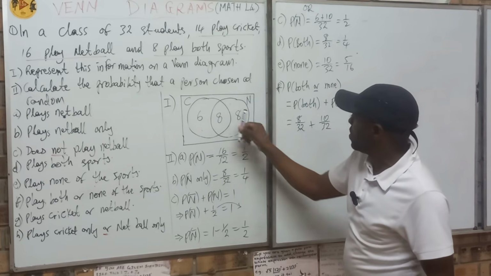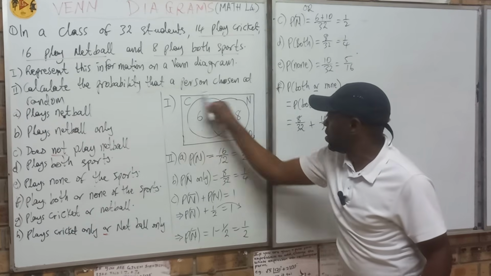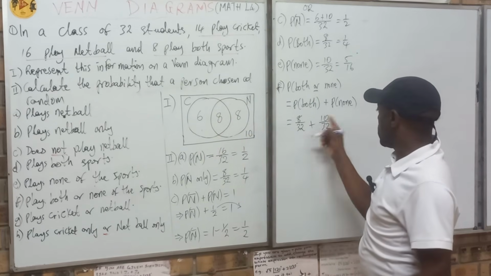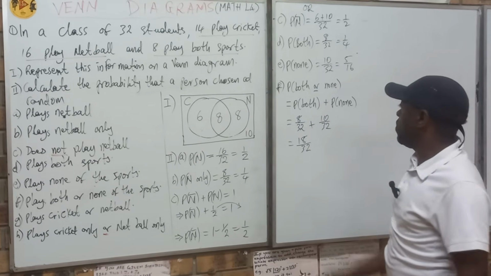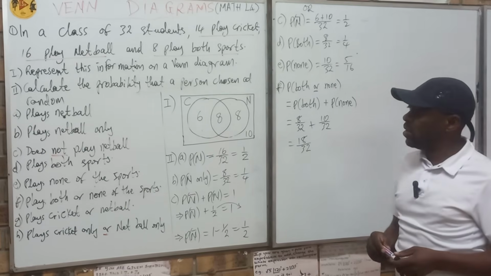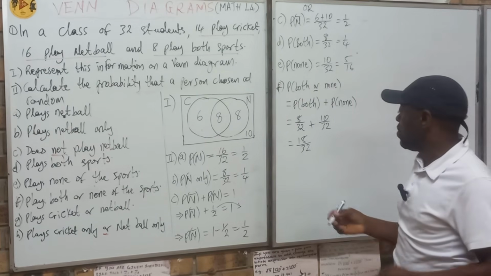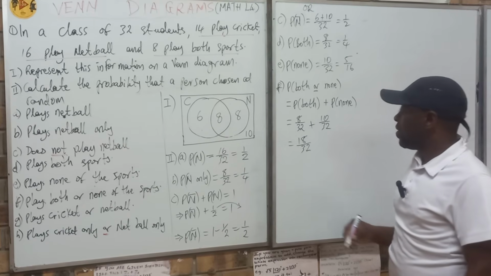In other words, I'm just taking both here, 8 over 32, then none is 10 over 32. If you add up those two numbers, you get 18 over 32. If you want to leave it like that, it's fine. If you want to go on and simplify it, it's still okay. So that's how we get the probability of both sports or none of the sports.